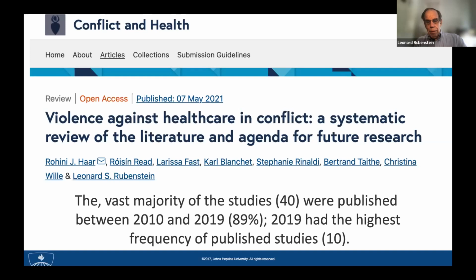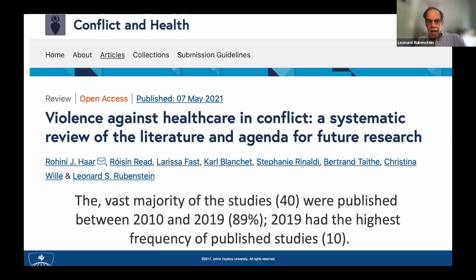First is an indication of the state of knowledge. Colleagues and I did a systematic review looking at all academic articles, looking at violence against healthcare over the last 40 years. And we only found a few dozen. It was astonishing, around one a year. And most of those were in the last 10 years. 89% were in the last 10 years. And so we can see how barren the literature is.